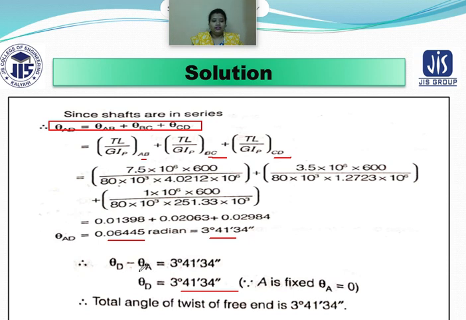Why is theta A value 0? Because A is fixed. Again I am repeating, since A is fixed, that's why you have got the value for theta A, that is the angle of twist at the fixed end, as 0. So if I ask you what is the total angle of twist at the free end, then this will be your correct answer: 3 degree 41 minutes. Now let's move to the next slide.